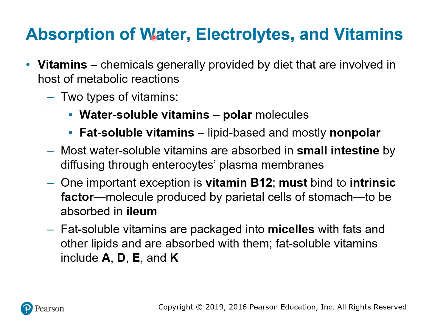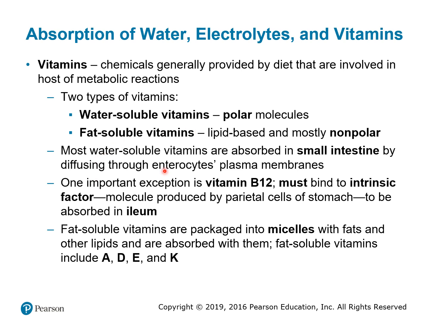Vitamins are chemically generated. Mainly you get them from your diet. Some of the bacteria produce them as well. But vitamins have very important reactions in the body, which we're not going to talk about in this chapter. There are 2 types of vitamins: water-soluble vitamins, meaning that they can be around water, they're polar, or fat-soluble vitamins, which need to be transported by a lipid because they are non-polar, they don't interact with water. Most water-soluble vitamins are absorbed in the small intestine by diffusion through the plasma membranes of enterocytes.